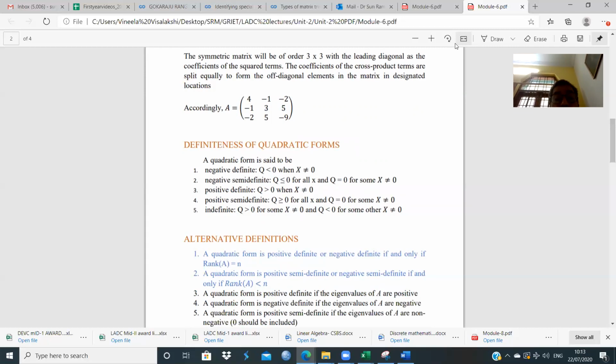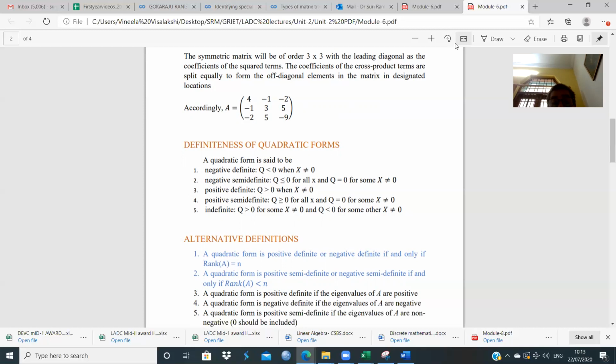If the quadratic form returns negative values for all vectors x not equal to 0, then it is said to be negative definite. It is called negative semi-definite when Q returns negative values or 0 for any choice of x. Positive definite when Q returns only positive values. Positive semi-definite when Q returns positive values or 0. And indefinite when Q is positive for some vectors and negative for some other vectors.